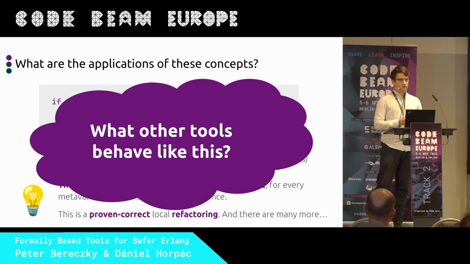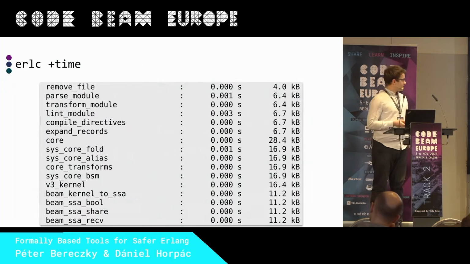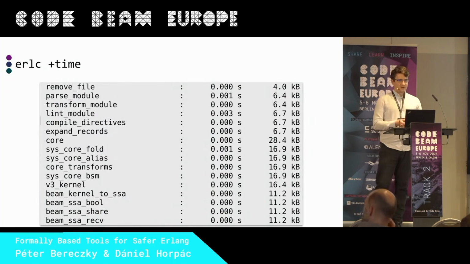Do you know other tools that behave the same way as refactorings? Do you know other tools that take a piece of code and replace parts of it, potentially with simpler ones? Do you know what behaves like that? And potentially all of you have used it. Optimisations and compilers. For example, the Erlang compiler.